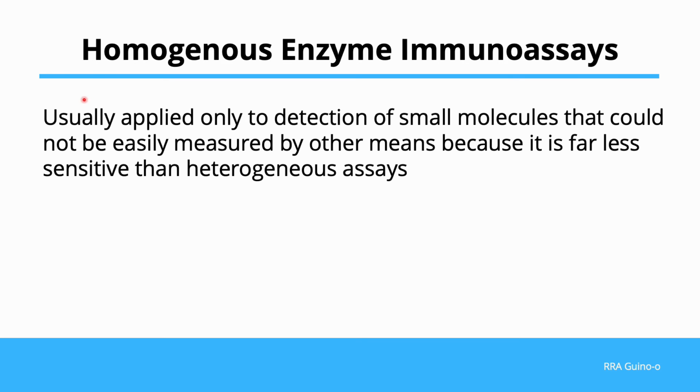Because of all the different disadvantages and limitations which we just discussed, the homogeneous enzyme immunoassay is usually only applied to the detection of small molecules that could not be easily measured with other means. Because of course, the homogeneous enzyme immunoassay is far less sensitive than our heterogeneous assays. So the homogeneous assays are usually a last resort test for us.